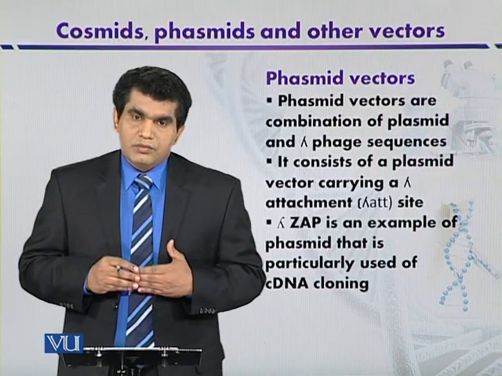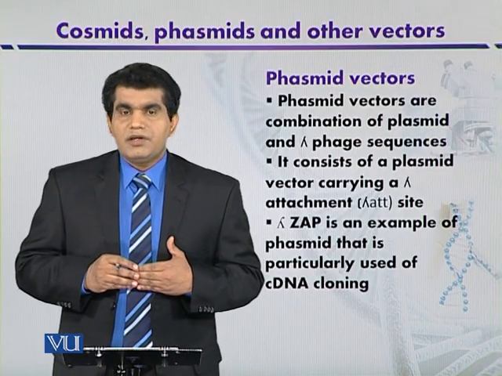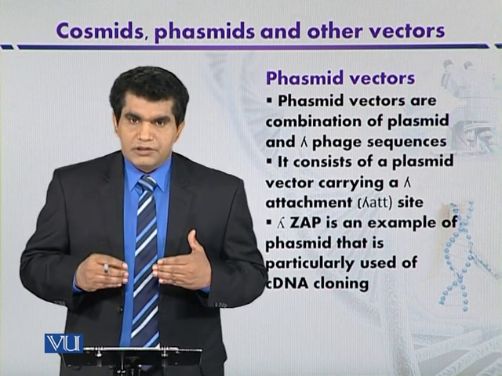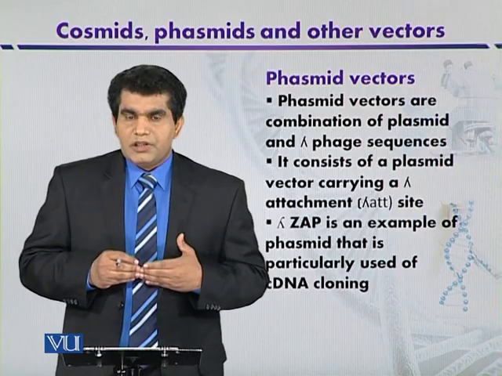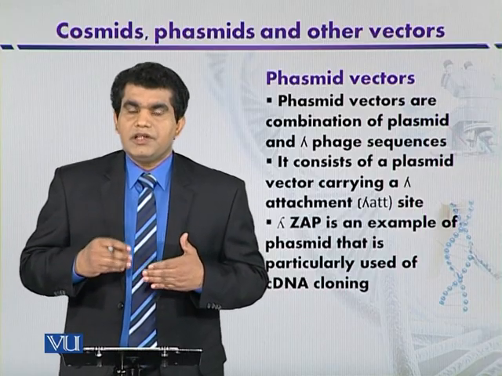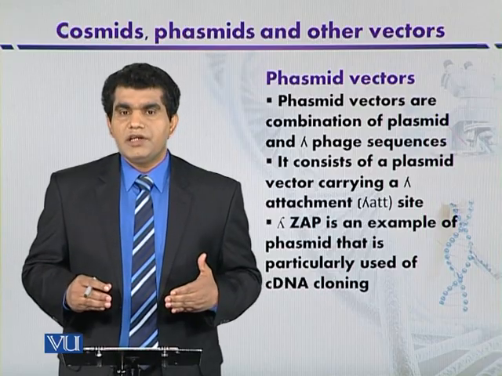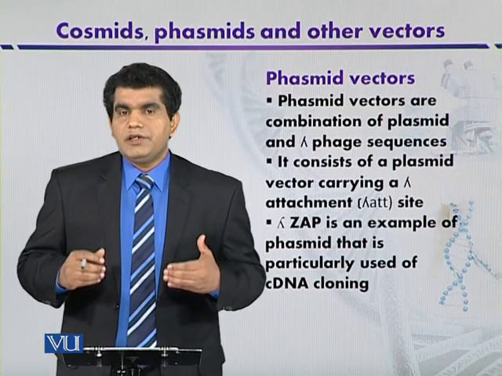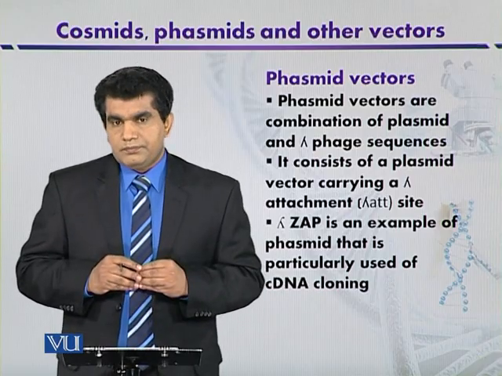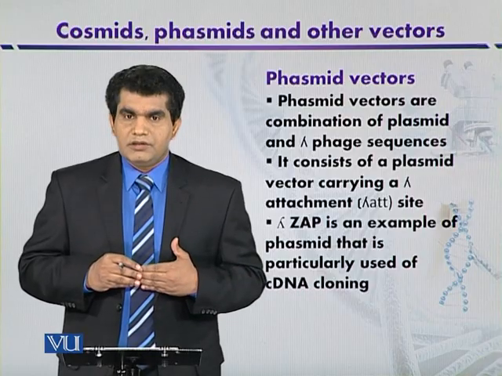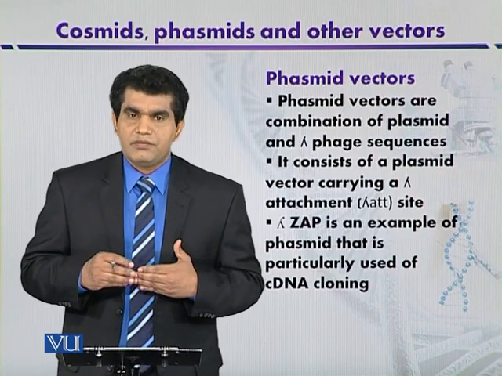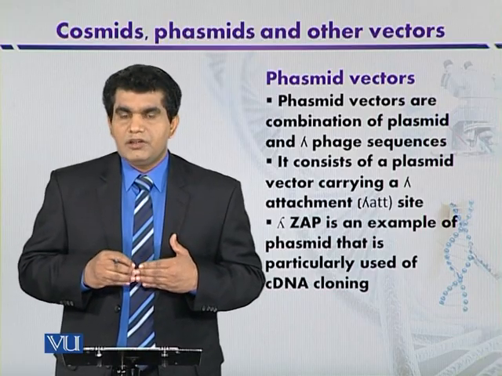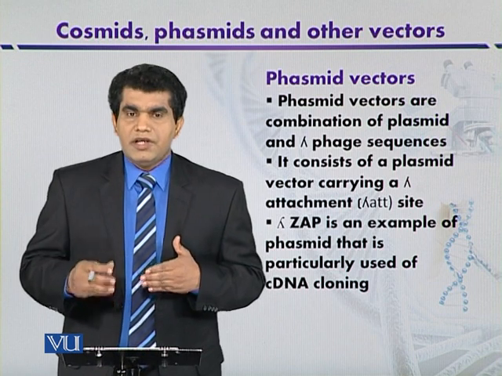With reference to selectable markers, it contains a gene for the synthesis of beta-galactosidase. We have already discussed the importance of beta-galactosidase inactivation. When foreign DNA is inserted within the gene that synthesizes beta-galactosidase, then it is inactivated, and it is called insertional inactivation. And if there is no production of beta-galactosidase, it means that the foreign DNA has been inserted.